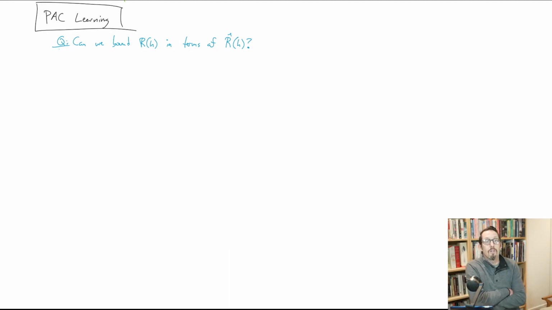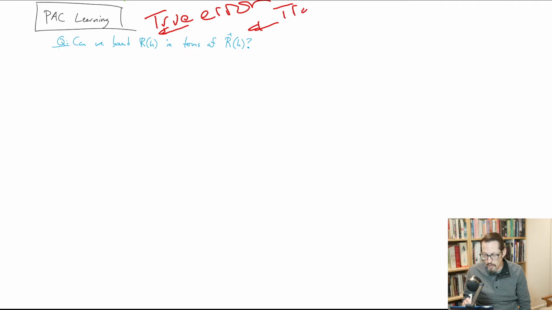So let's take a look at this whole PAC learning. Probably approximately correct. So PAC learning asks the question, can we bound the true error using our training error? All right? Well, I'm spoiler alerting you. Yes, we can. Okay?